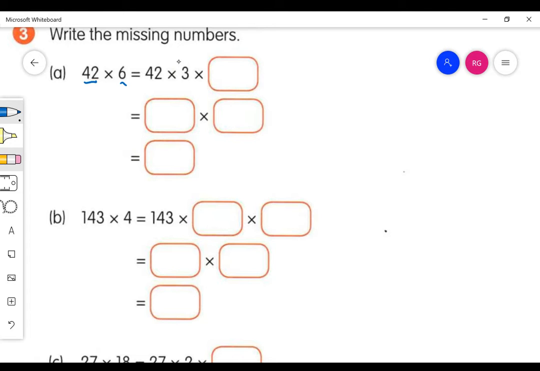And they want us to break that down into 42 times 3 times 2. I can think 3 times 2 is 6. Okay. And then I can multiply the 42 times 3 part, and I get 126 times 2. And then I can get 252 if I multiply 126 times 2. Okay, so let's make sure we have 252 there. All right, I got it.